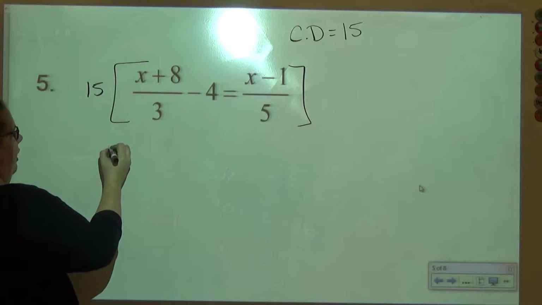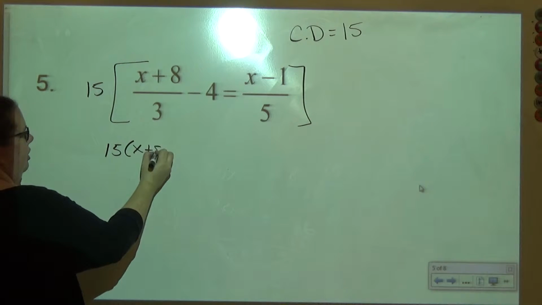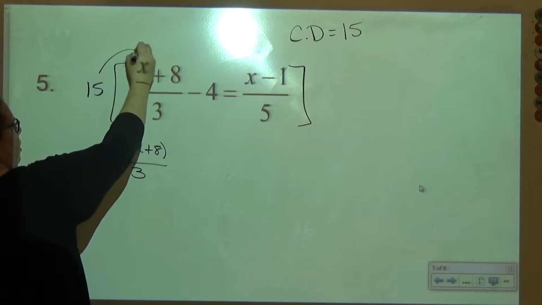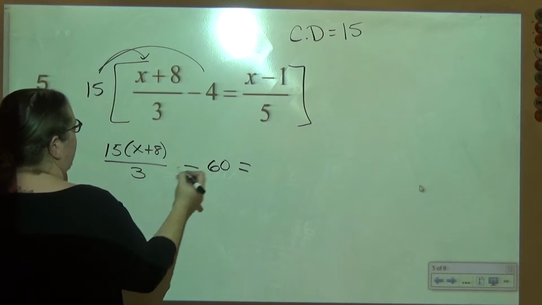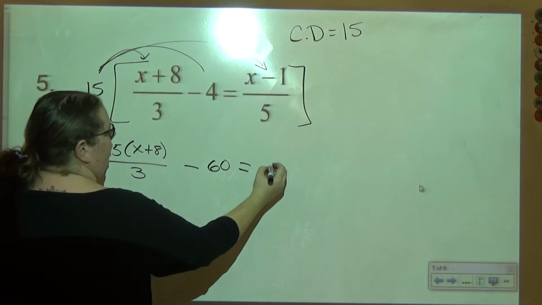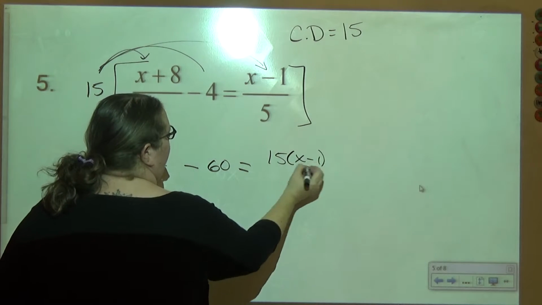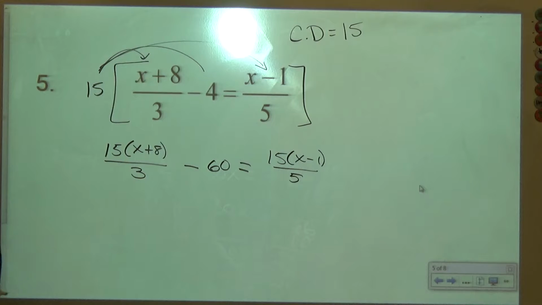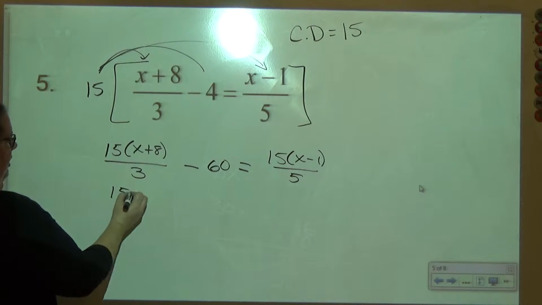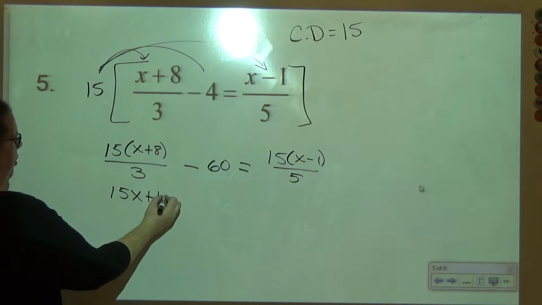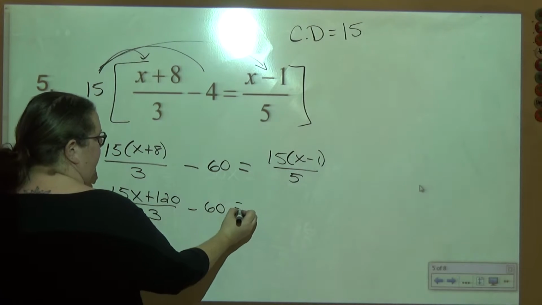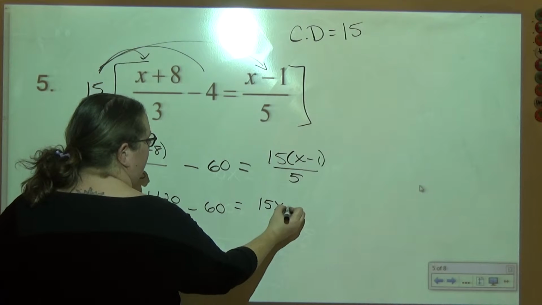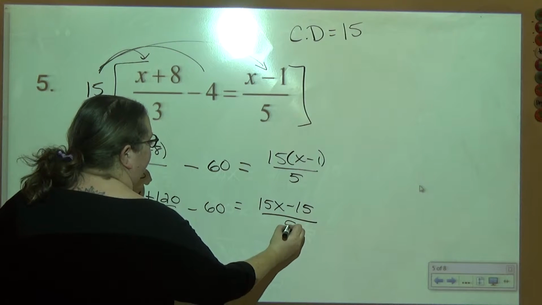So what I'm going to get is 15 times (x plus 8) all over 3, minus 15 times 4 is 60, equals 15 times (x minus 1) all over 5. So I actually am going to have to distribute and then divide by 3. So I get (15x plus 120) all divided by 3 minus 60 equals (15x minus 15) all over 5.